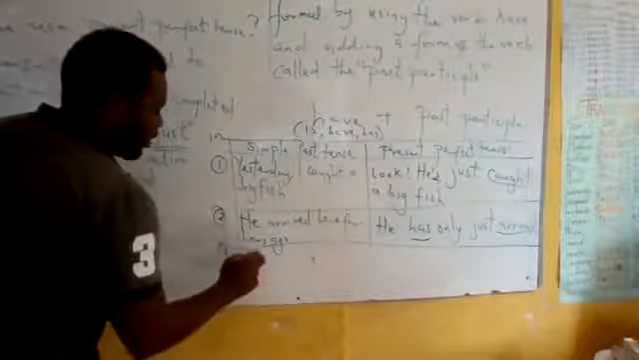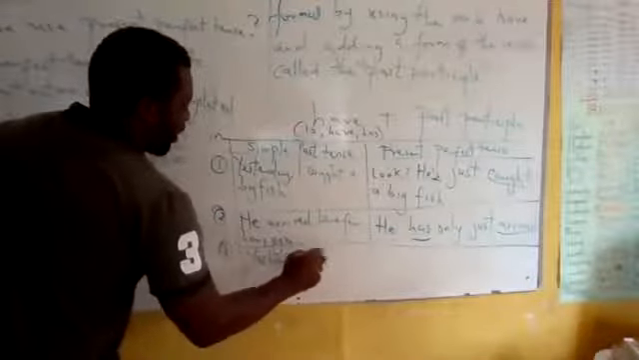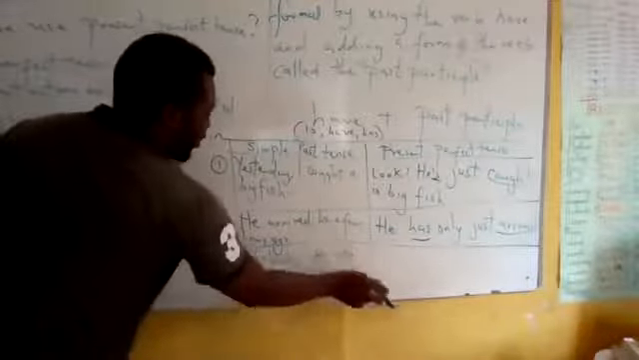Let's take one final question. Yesterday he ate a fish. Yesterday he ate a fish. So that was number 3. Yesterday, comma, he ate a fish.